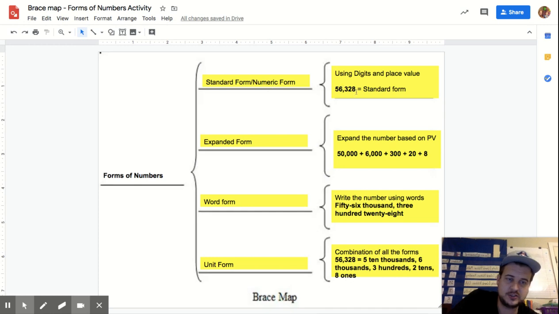So this is it. Standard form, you should already know. You just didn't know what it was called. Standard numeric form. Expanded is when you expand the number out according to place value. You use a bunch of zeros and plus signs. Word form is where I write the number using words. So you write how you say it. Hopefully you're not saying 5, 6, 3, 2, 8. Hopefully you're saying it correctly by now. And unit form is like a combination of all 3. You write the digit as a number. You write the period and place value as words. And you break everything up according to place value, expand it. So hopefully that helps you out.